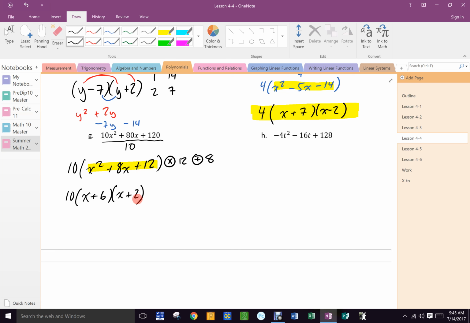Now, look at H and tell me what's ugly. It's a negative 4. We know how to factor when this is positive, don't we? So what do I got to do to get rid of that negative? I got to divide by 4 and the negative. So what comes out to the front? Negative 4. What stays in? Positive t squared. Then what?